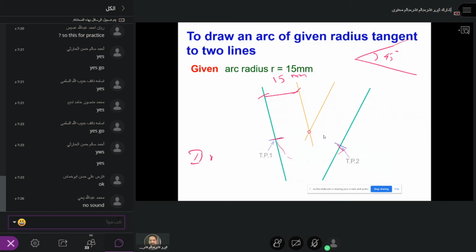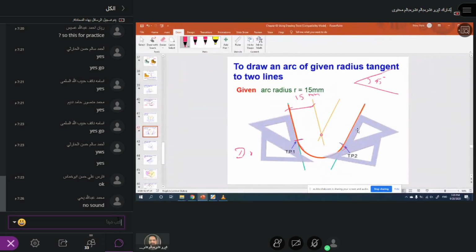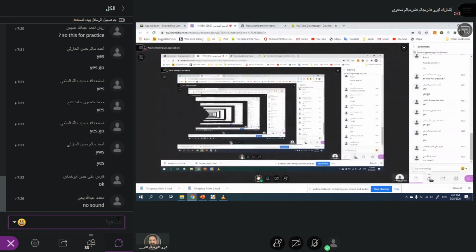Then, by taking C as the center, 15 mm, you draw the arc. Okay, please go on. This is your second exercise you have to submit to the blackboard. You are on now. You can start. You can start now.